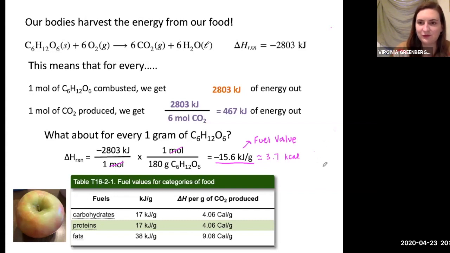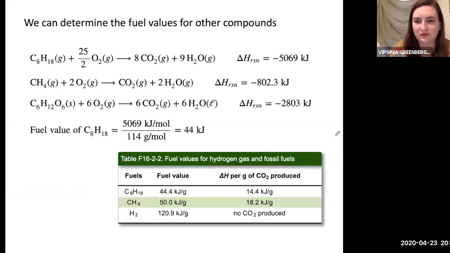Okay, so food is one type of fuel. It's what we use to fuel our little combustion engines that are our bodies. But there are other types of fuels too, and we can also determine their fuel values. So here we have the reaction for the combustion of octane. So this is like what our cars do. This gas roughly is the same as gasoline. And so we can see when we have 1 mole of octane reacting, we get out about 5,000 kilojoules of heat.